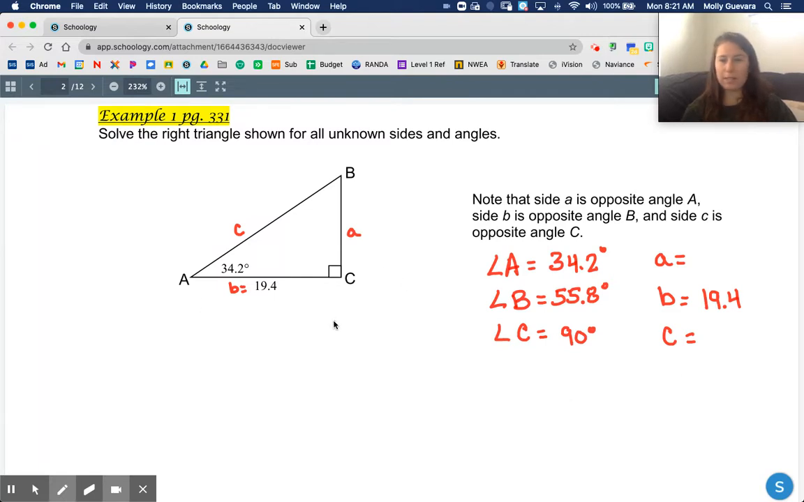Now I have lots of different options. I need to solve for side A and side C. So I'm going to use the angle I know, which is 34.2. Let's solve for A. A is opposite, and I know B, and B is adjacent. So opposite and adjacent is tangent. So tangent of 34.2 is equal to opposite over adjacent. Because what I'm solving for is on the top, I can just multiply by 19.4 on each side.